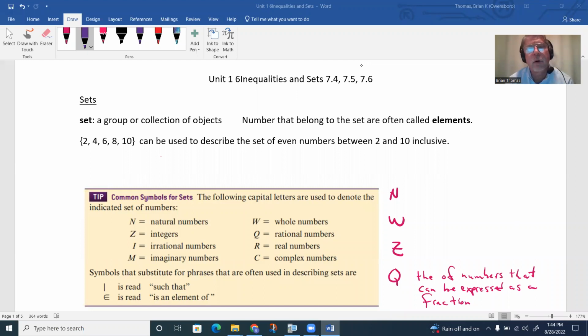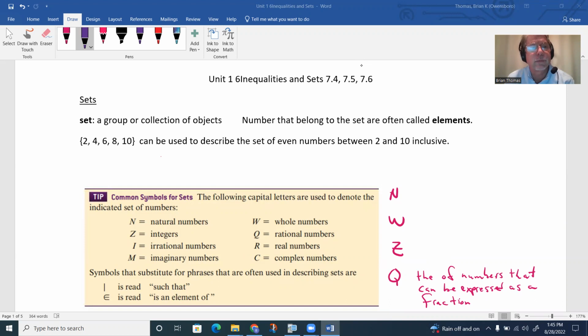This lesson is on inequalities and sets. This is the second half of chapter 7. We have already mentioned some sets when I was solving equations, and we'll continue here, building off of that.